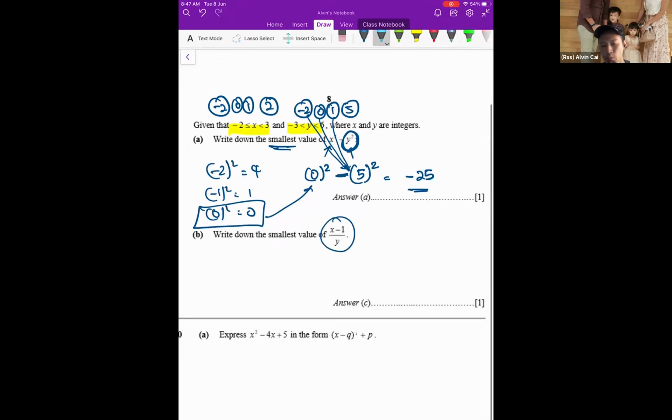Okay, so if we want the smallest value, the fraction will be a bit more complicated. Fraction first, you must think, is it positive or negative? So if it's a positive fraction, to make it as small as possible, the top must be as small as possible.